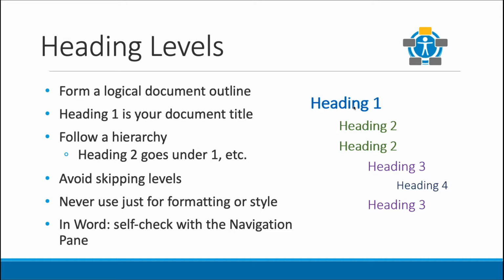And then you just want to make sure you go in order. You wouldn't want to put a heading 4 underneath a heading 2. And you don't want to skip levels either. So you want to make sure you're going from 1 to 2 to 3 to 4. With that, let me swap over to my document here and I'll show you how to actually do this in Microsoft Word.